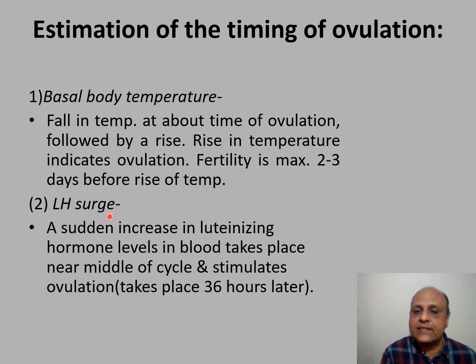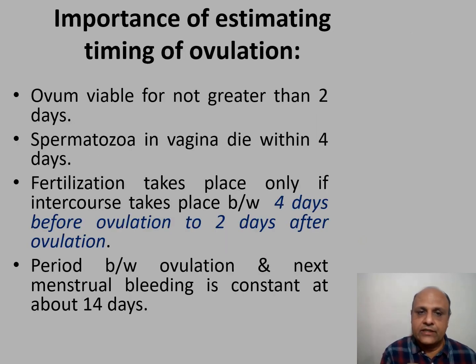The other is luteinizing hormone estimation, that if there is a surge in luteinizing hormone, then we can predict that the ovulation will take place 36 hours later. So a sudden increase in luteinizing hormone level in blood takes place near the middle of the cycle, and it stimulates ovulation. So ovulation takes place 36 hours after the luteinizing hormone surge or increase.